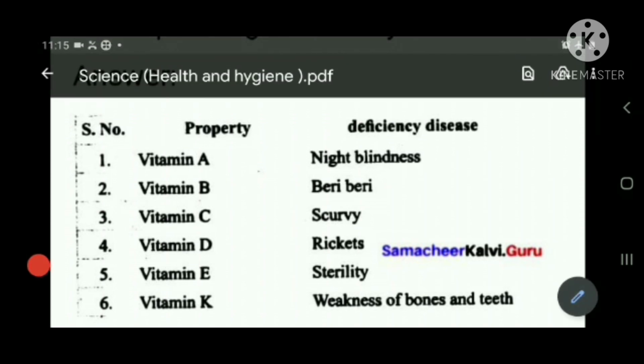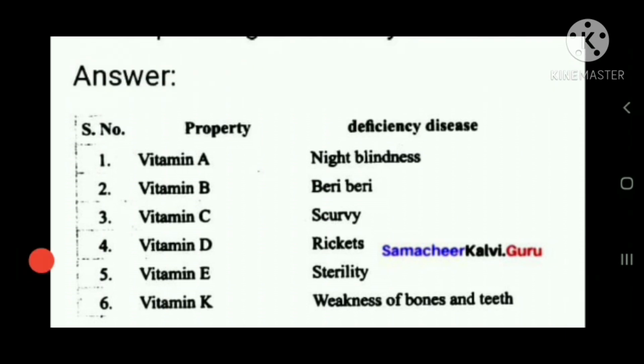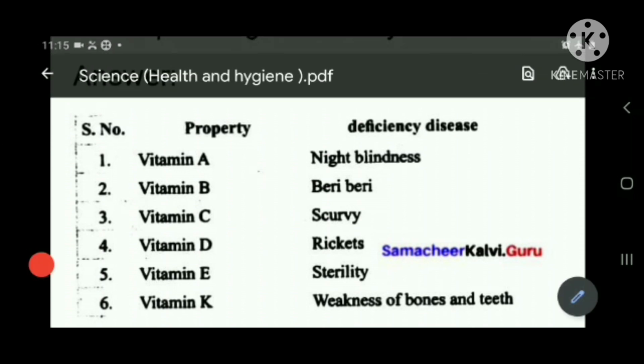So all the vitamins A, B, C, D, E and K are very, very important to our body. They should be there in the proper balanced proportion in our body.